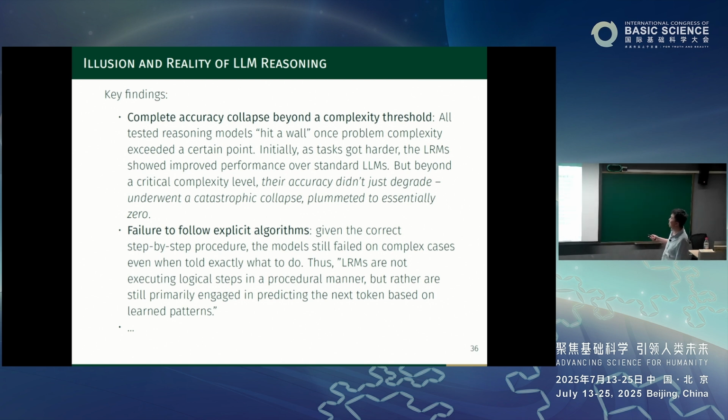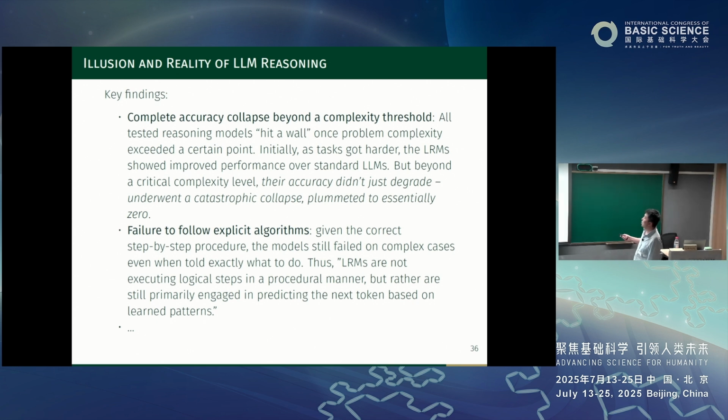Initially, as the task gets harder, the LRM, which means large reasoning model, showed improved performance over standard large language models. But beyond a critical complexity level, their accuracy did not just degrade, it underwent a stochastic collapse. It did not drop slowly. From a critical level, it went directly to zero. There's no smooth decline. And also, the large language models fail at following explicit algorithms. Even if you tell them what to do, follow my procedure step by step, they also fail.